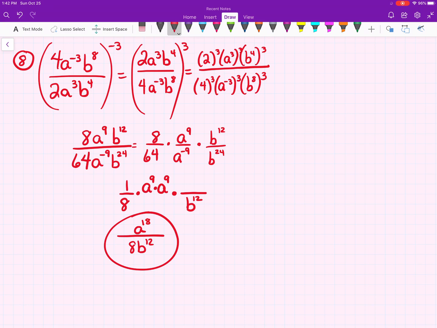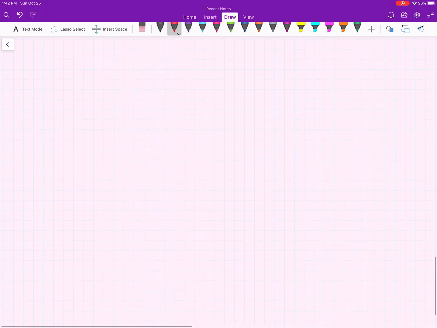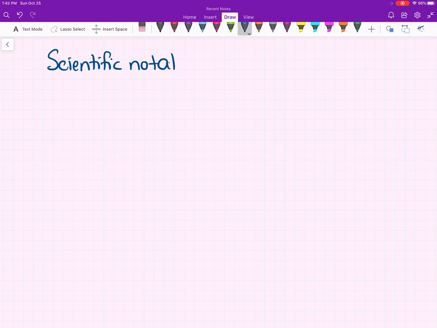Okay, one little thing left for this section is scientific notation. Let's switch colors. Scientific notation, as you'll see in the notes, is for really big numbers or really small numbers. And you've seen this before. Remember, you're always going to have one number, a decimal, and then whatever after that, times 10 to some type of exponent, okay?